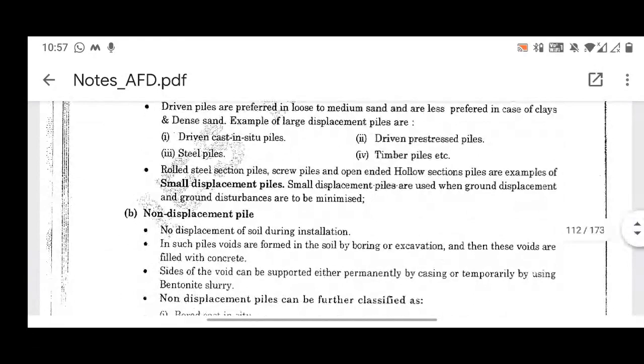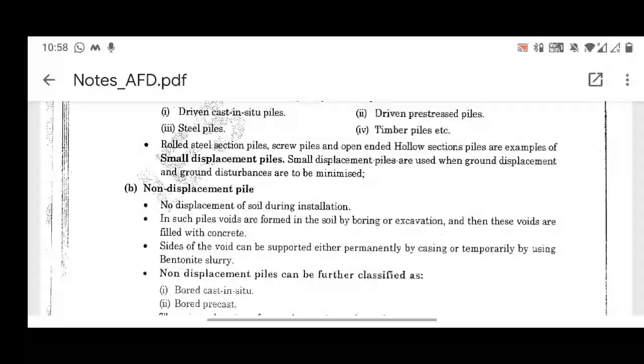In such piles, voids are formed in the soil by boring or excavation, and then these voids are filled with concrete, right? So how will we make this non-displacement pile? We'll make an excavation, or we'll simply dig out a hole from the ground mass, and later we'll fill it with concrete. Such a pile that is formed inside the excavated region is known as a non-displacement pile because that pile will basically not disturb the ground mass as a whole. So sides of the void can be supported either permanently by casing or temporarily by using bentonite slurry, right?